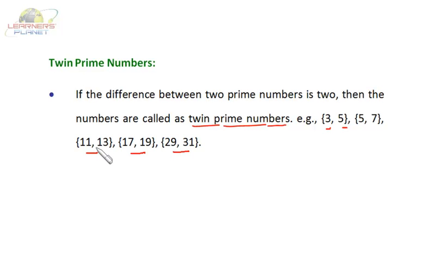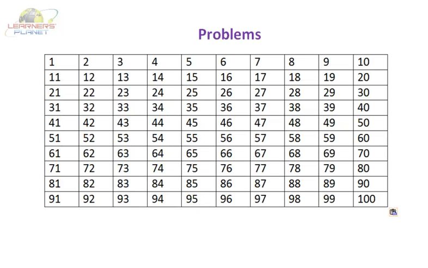So do not get confused. Now we'll be taking some questions and problems. Kids, now it is time to solve some problems. We have already discussed how to find whether a number is prime or composite. Now let's take some practical problems. I have already given a chart in which the counting from 1 to 100 is written.